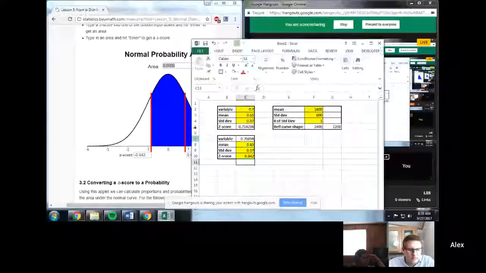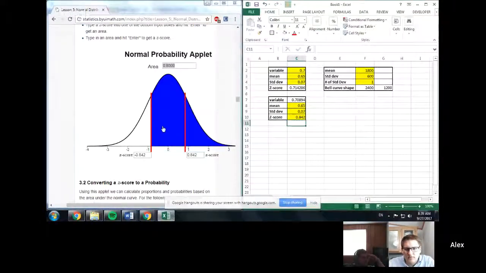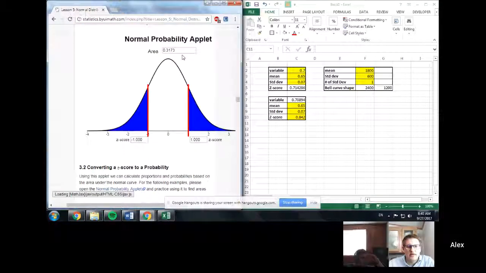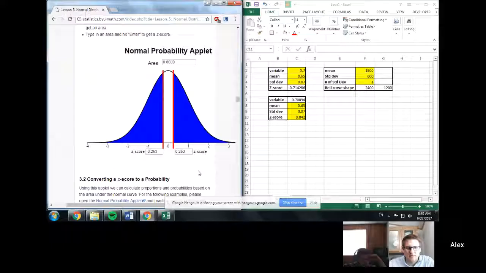So let's see. This is what I'm doing. Should I have everything highlighted? No, because I only get one. It did some weird things. So what I did is I reloaded the website, just hit the reload, and then typed in the area 0.8 up at the top. And it gave me something different. I don't know, it's weird. Yeah, that is weird. I got 0.253 now with the 0.8.